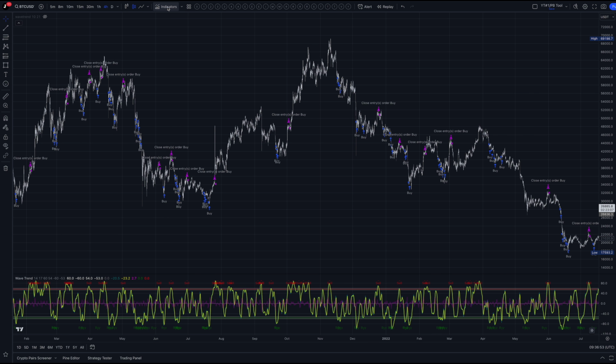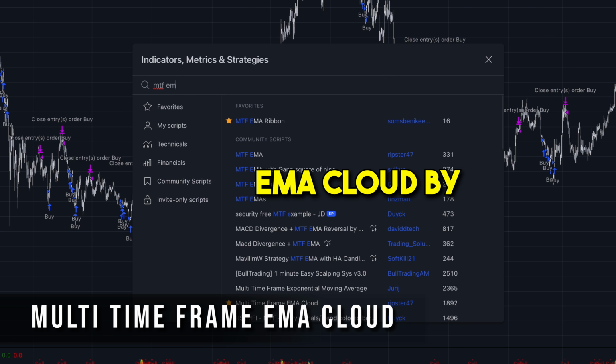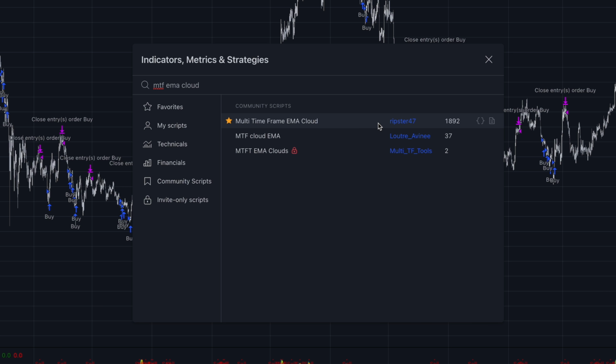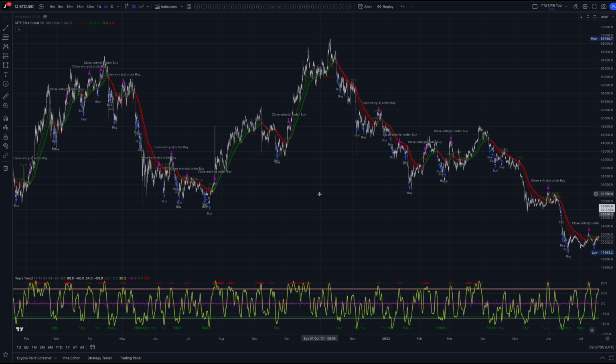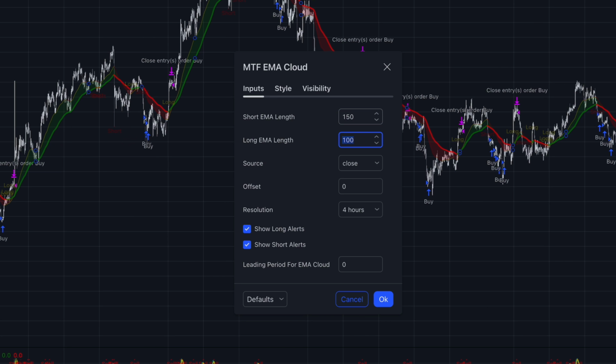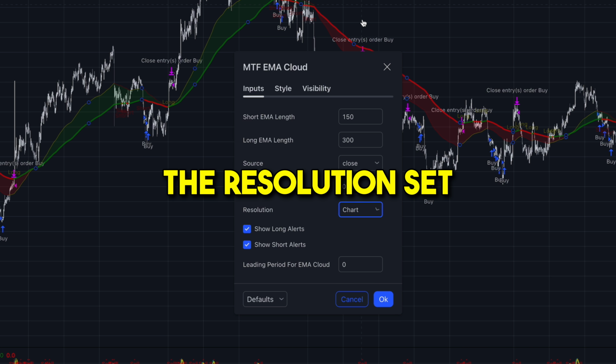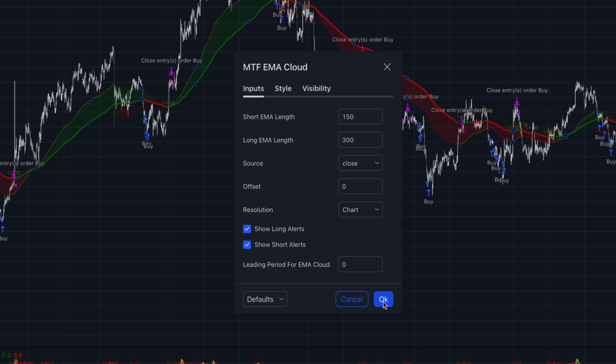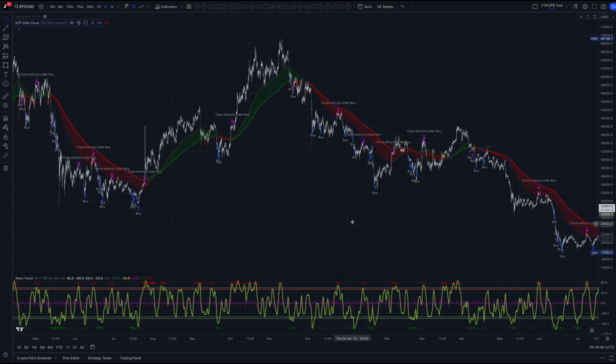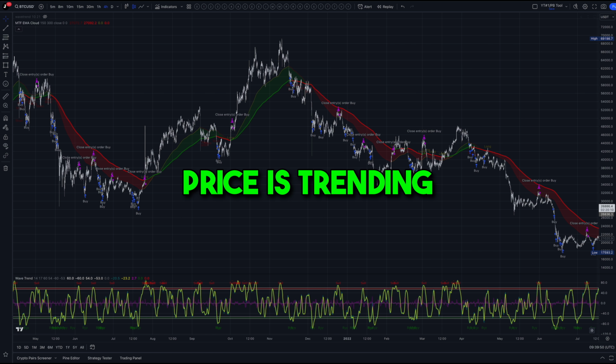To identify the trend, we'll be using the multi-time frame EMA cloud by Ripster47. It's basically two EMAs displayed as a cloud ribbon. For our strategy, we'll use a 150 period EMA as a short period and a 300 period EMA for a long period. Make sure you have the resolution set to chart. We'll use this ribbon as an area of value and buy on a pullback when the price is trending.